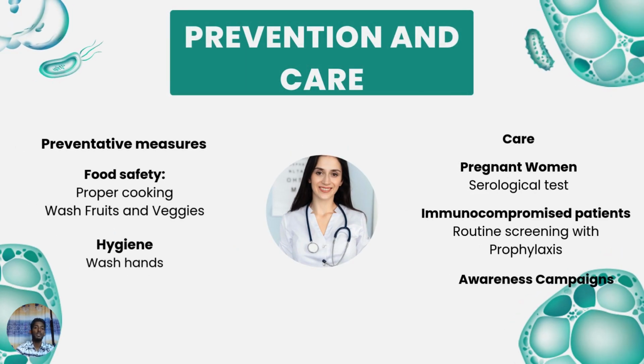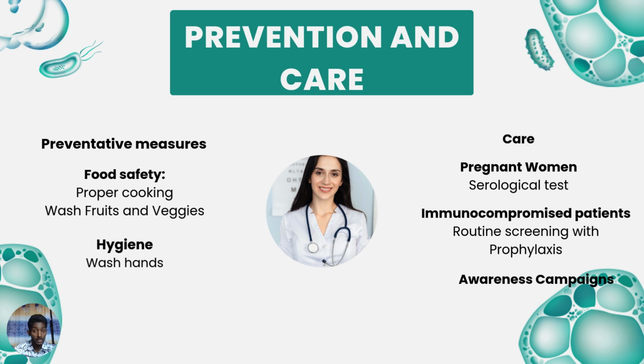Now, moving on to prevention and care. Preventive measures that we can take, in terms of food safety, are to properly cook our meat. Second of all, we have to thoroughly wash our fruits and vegetables before consuming anything, and basically practice basic hygiene, washing hands after petting our animals, such as cats, right? And moving on to care for pregnant women, we can do a serological test in order to identify if they have this parasite or not.